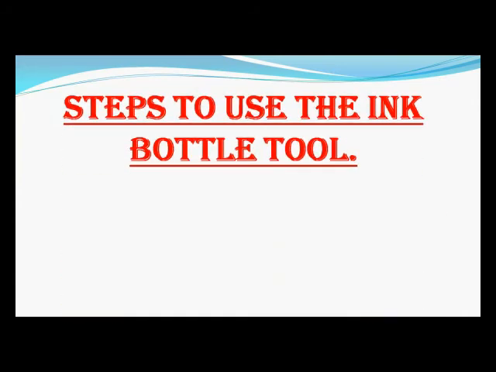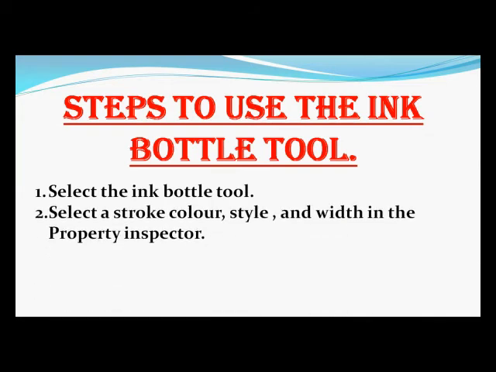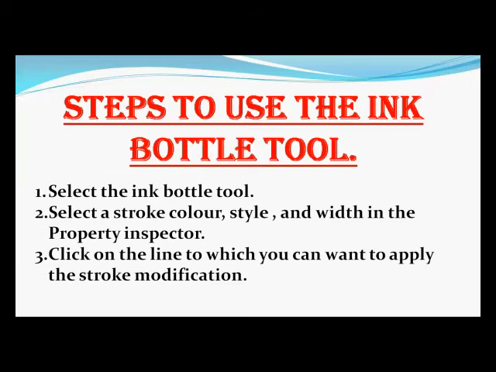Now I'm going to share the steps to use the ink bottle tool. Select the ink bottle tool. Select a stroke color, stroke style, and width in the property inspector. Then click on the line to which you want to apply the stroke modification. So these are the steps for using the ink bottle tool. You can select color, stroke style, and width in the property inspector menu. These are the properties available for the ink bottle tool. Then you click on the line to which you want to apply the stroke modification.